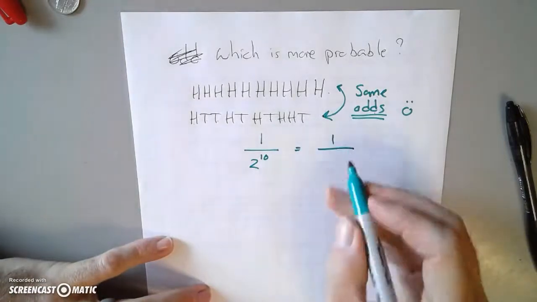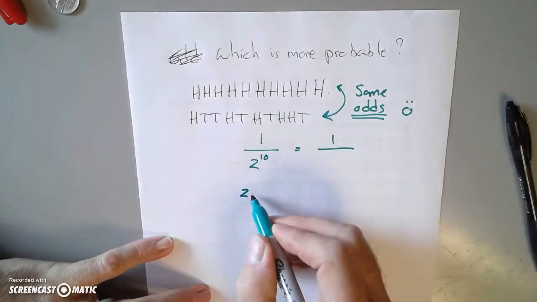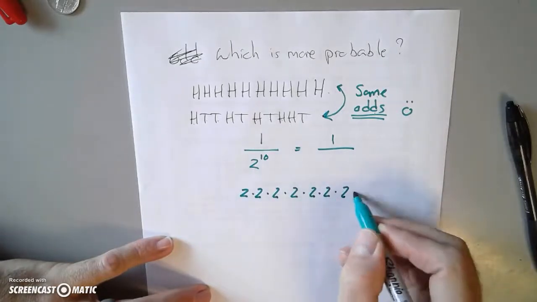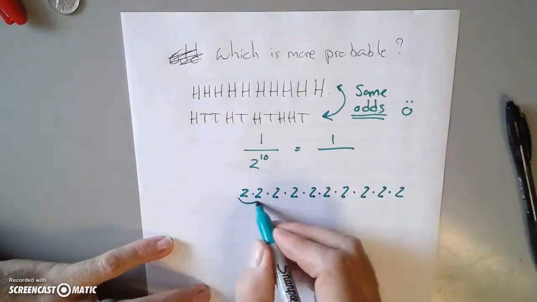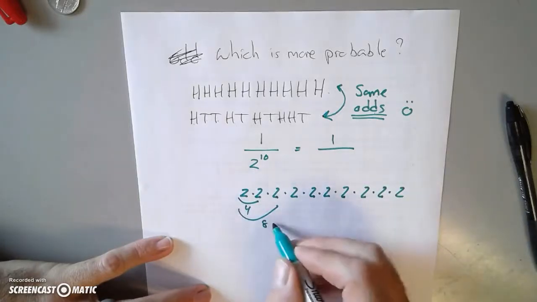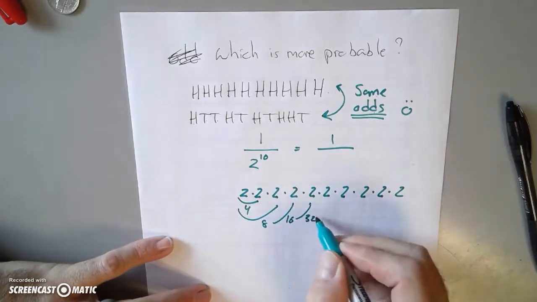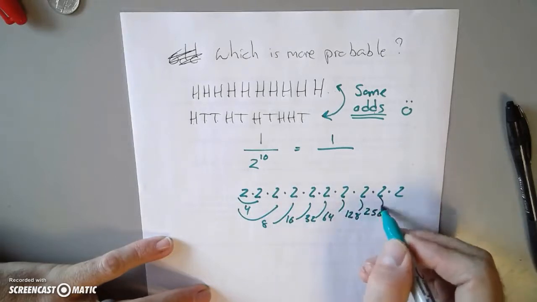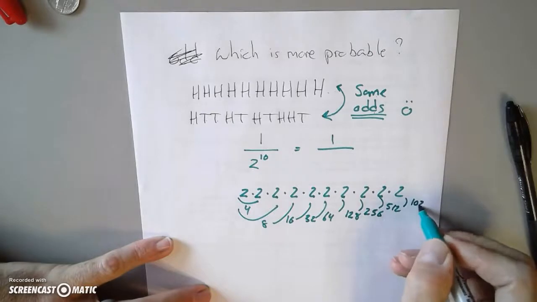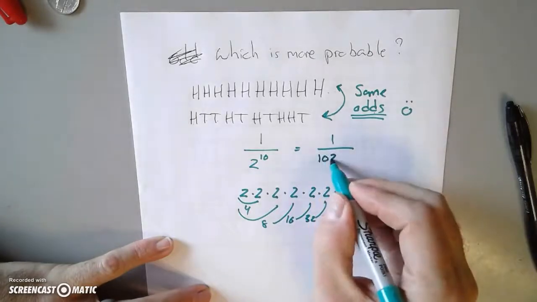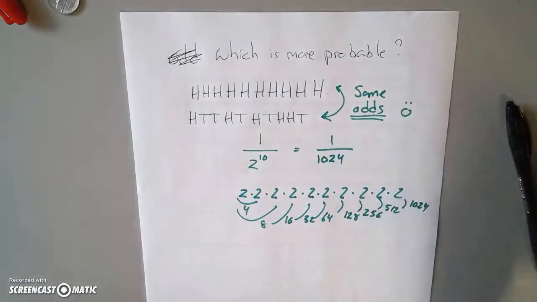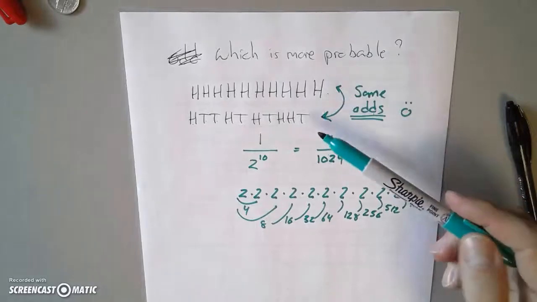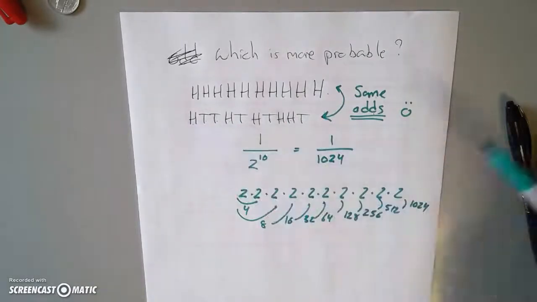Let's do this out. So a little review of exponents. 2 times 2 times 2 times 2 times 2 is 5, 6, 7, 8, 9, 10. All right, so 4, 8, 16, 32, 64, 128, 256, 512, 1024. So about 0.1% of the time you'll get all heads, flipping a coin 10 times in a row, but also 0.1% of the time you'll get this exact sequence. Okay?